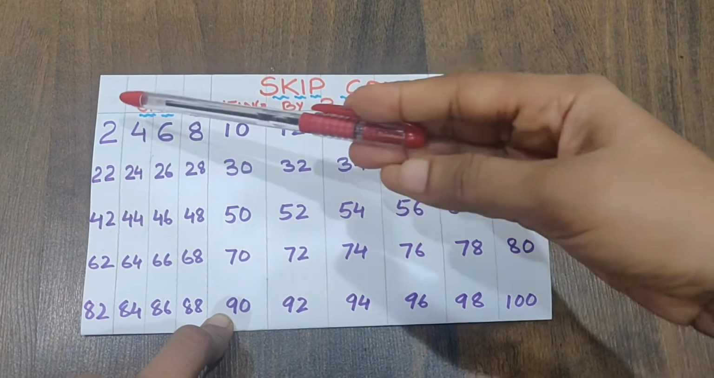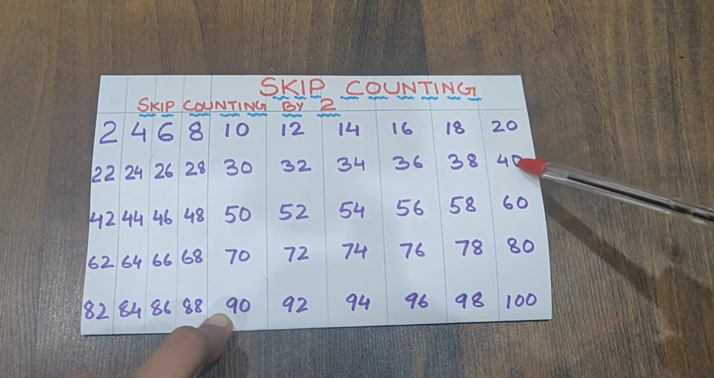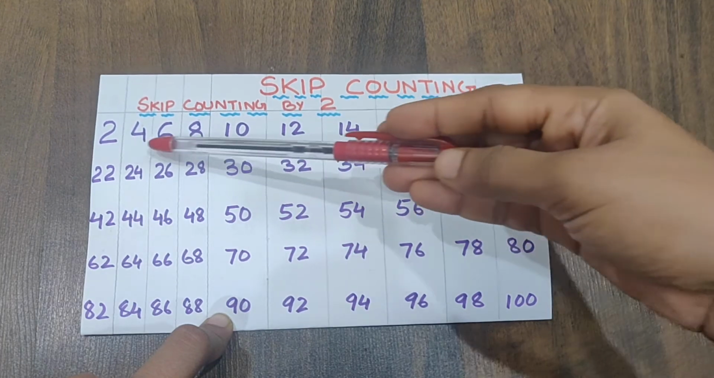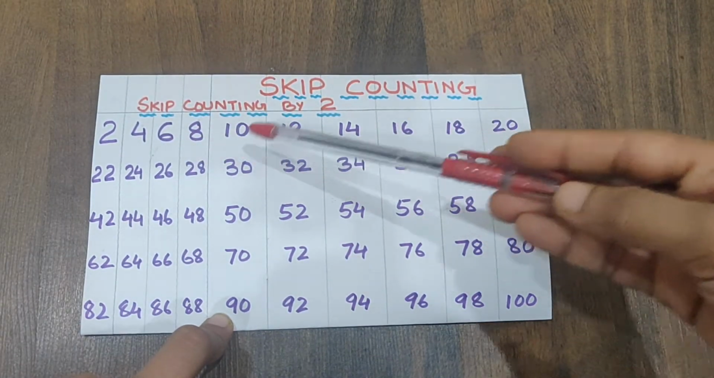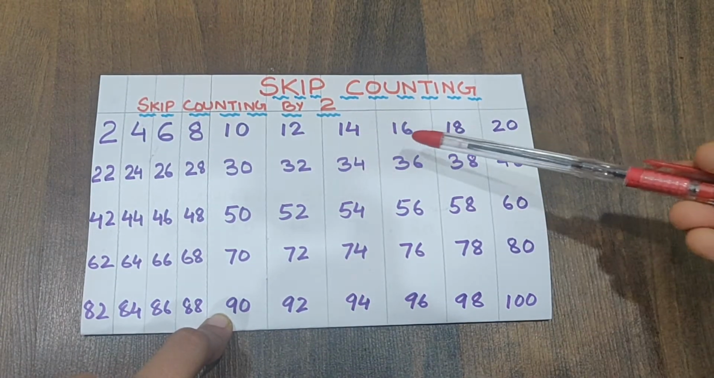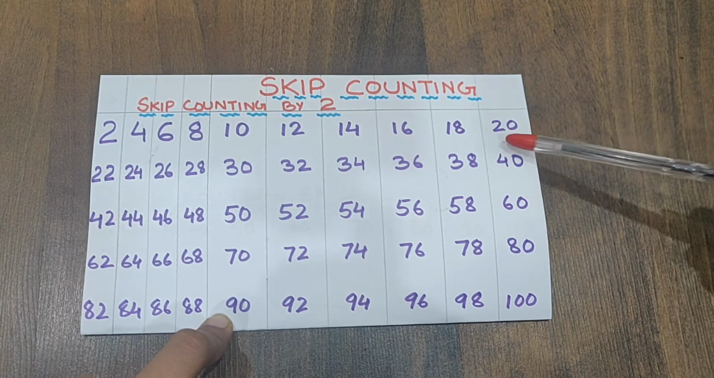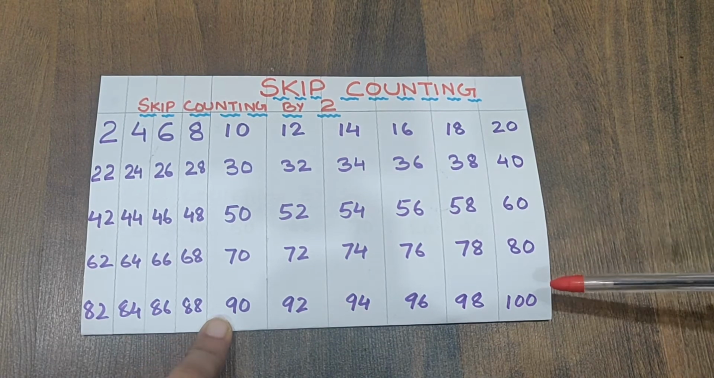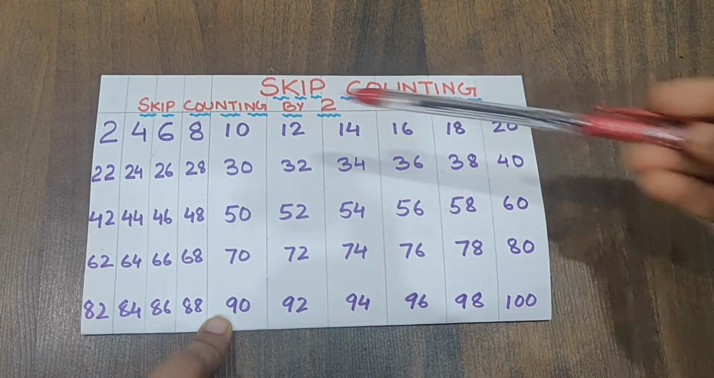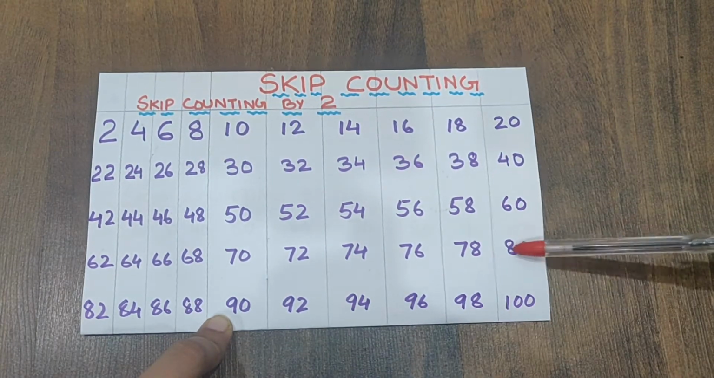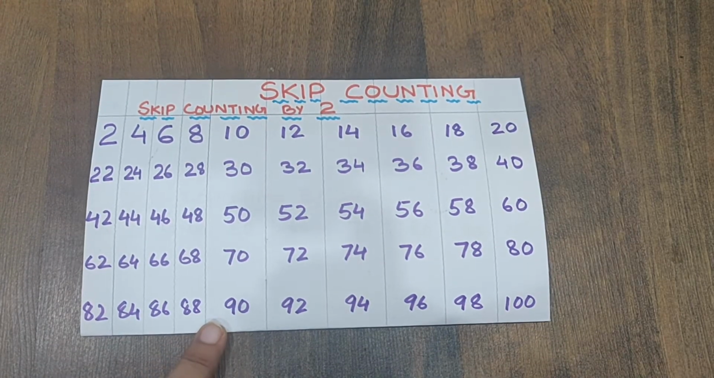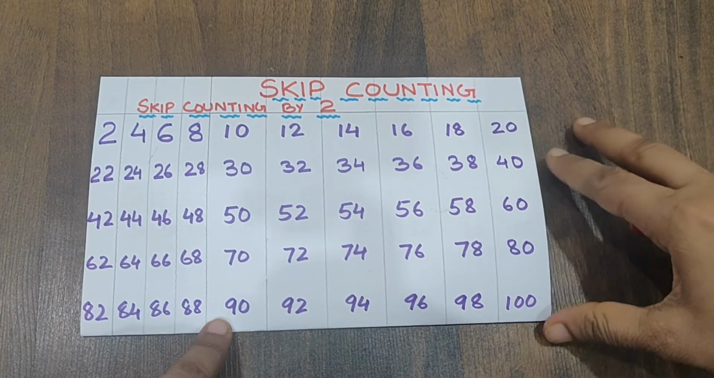Let us begin. You can see easily how this grid has been made. There's a skip counting which begins right from 2, 4, 6, 8, 10, 12, 14, 16, 18, 20. Similarly, it continues and moves on until 100. So from 2 to 100, I have mentioned the skip counting by 2. I hope this is clear.